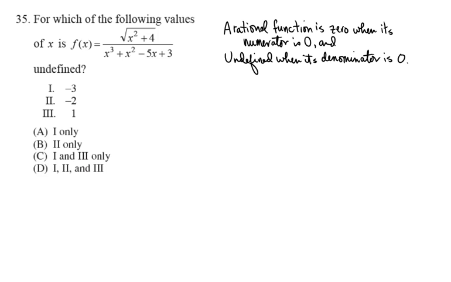One of the basic principles of working with rational functions is that the function itself will be 0 when the numerator is 0, and it will be undefined when its denominator is 0. So in this case, if we're looking for where that function is undefined, all we have to do is look at the denominator. And so we're looking for where the denominator is 0. There are a number of ways that we can go about doing that.